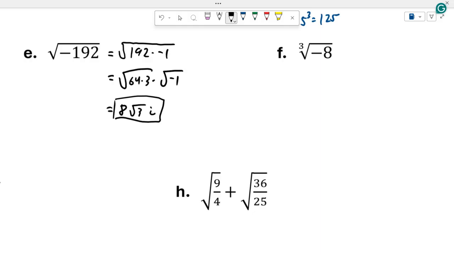Now, this step right here, I would say is optional. And honestly, writing out this step is also kind of optional. So if you can go directly from here to here, I would say that's probably fine-ish, but you might want to check with your teacher to make sure that's okay. But final answer, 8 root 3 i.